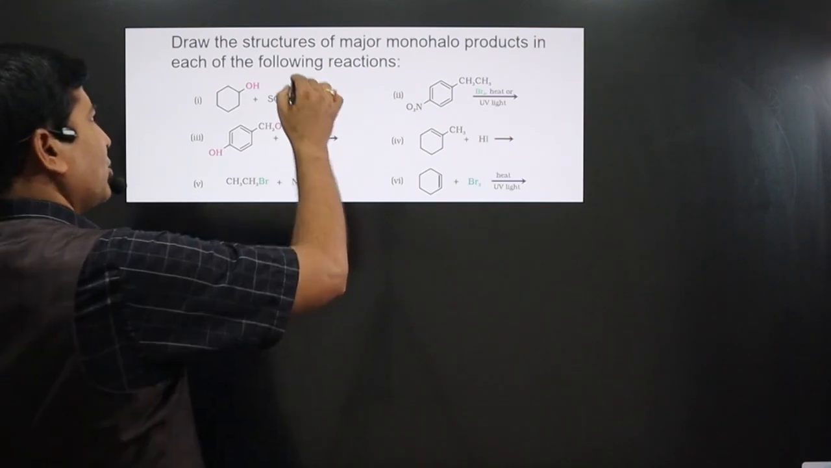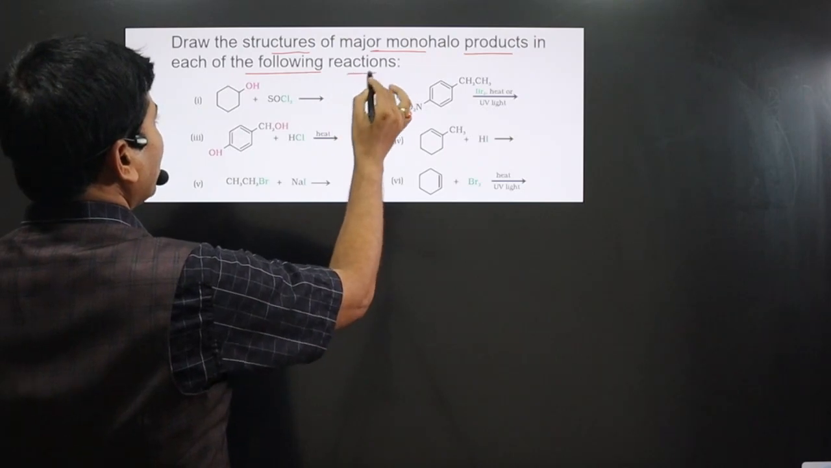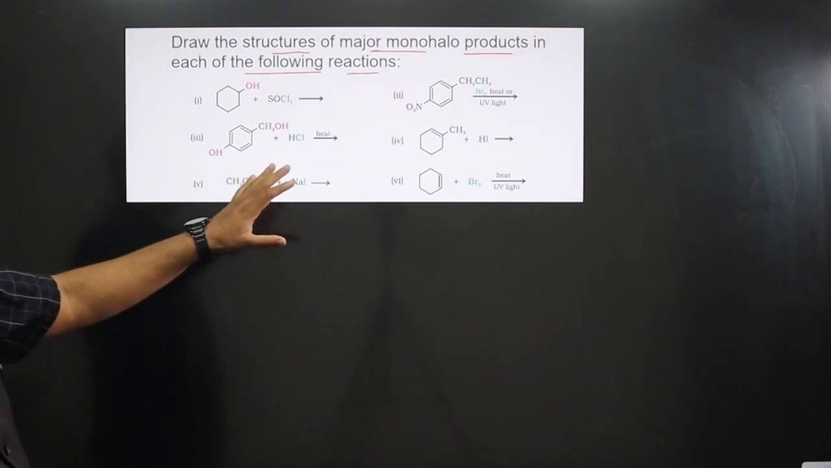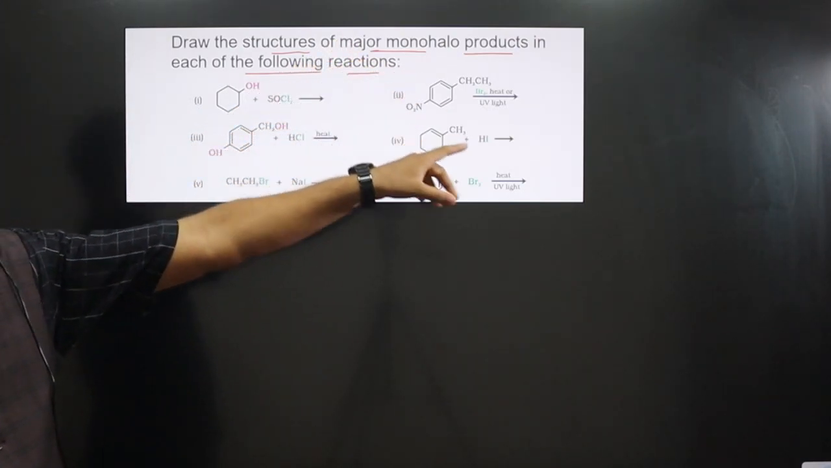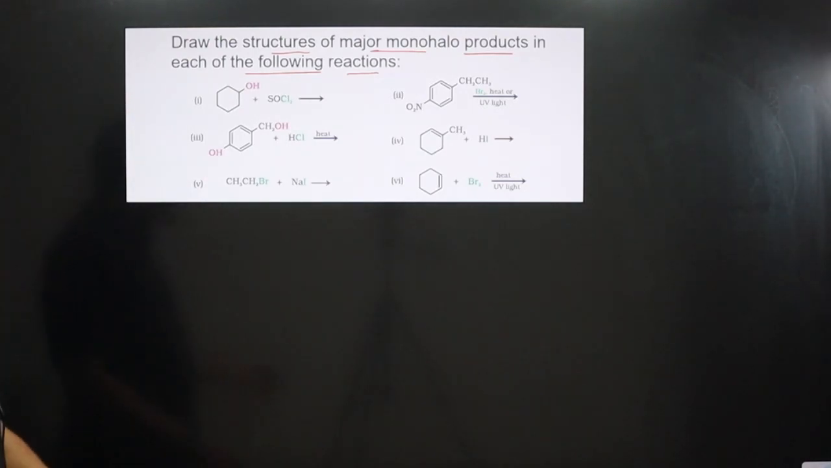The question says draw the structures of major monohalo products in each of the following reactions. In these chemical reactions we have to form major monohalo products, meaning the product will have one halogen. Let's complete these reactions one by one.